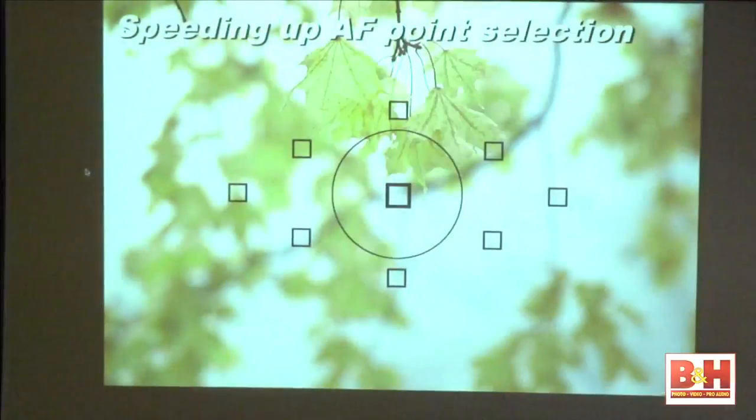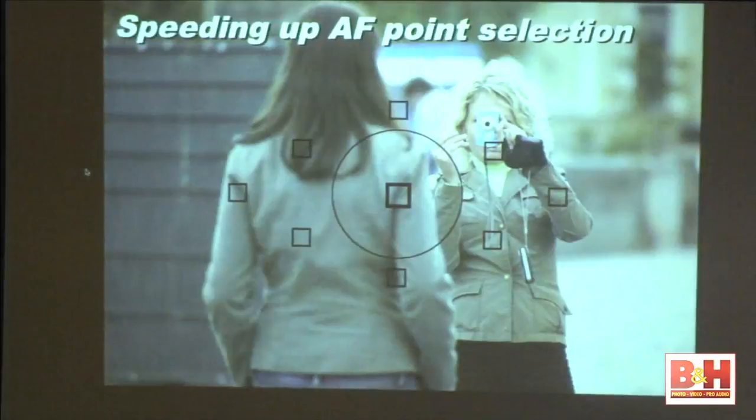All of these custom functions we're talking about are going to be in the custom function menu. The question was how do you activate this? The beauty of that, like I say, is that you can go off center and very quickly tell the camera, hey, I want you to focus here. You can basically make the camera do your bidding.